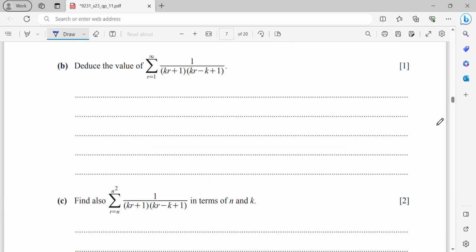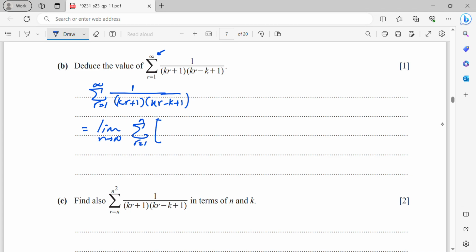Okay, now B, deduce the value of the same summation, but instead of n for the last r value, now it becomes infinity. So for your information, this summation r from 1 to infinity is the limit. We can consider the limit when n tends to infinity. So this is limit n tends to infinity, summation r from 1 to n.